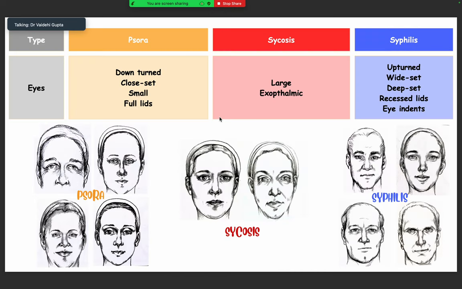Now comparing the eyes of the three miasms. In Psora: downturned eyes, close-set eyes, small eyes and full lids. All the features are of Psora. In Sycosis: large eyes or exophthalmic eyes. These are features of Sycosis. And in syphilis: upturned eyes, wide-set eyes, deep-set eyes, receded lids or eye indents. Eye indents are also like receded lids, where eyes are slightly bagged. So these are features of syphilis.